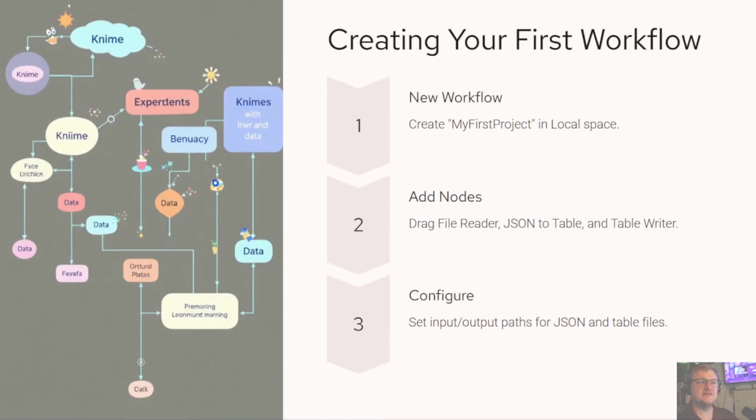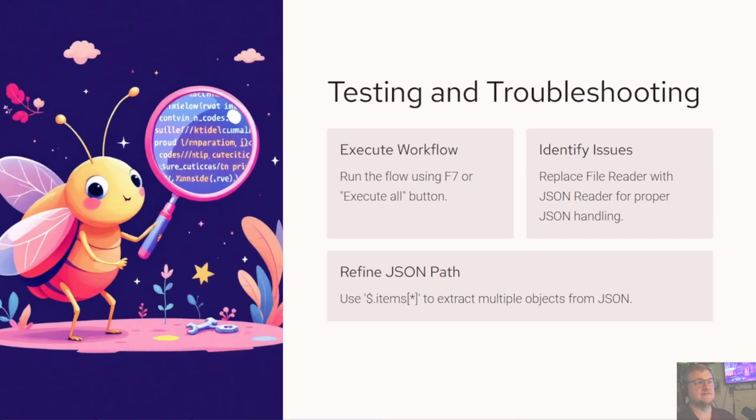So once you've installed it, we're going to go ahead and create a new workflow. We first create a My First Project in a local space. We add nodes, like we're going to drag a file reader. We're going to look at JSON to table and table writer. And lastly, we're going to configure it. We're going to configure the input and output paths for JSON and table files.